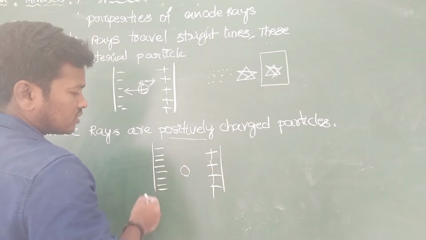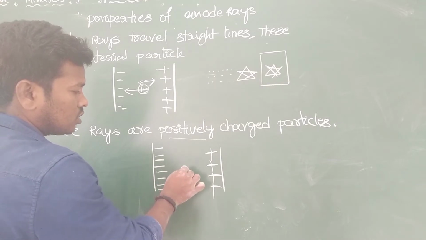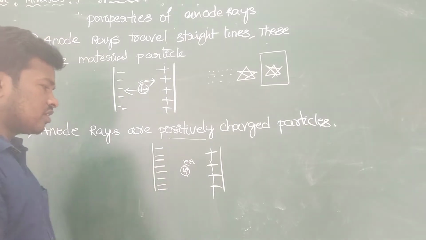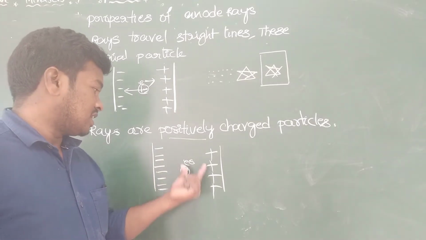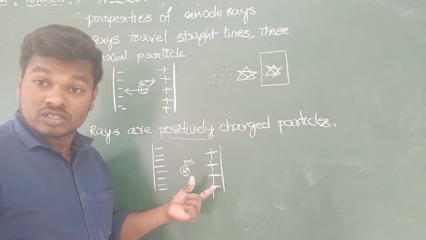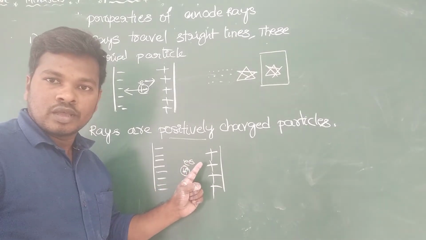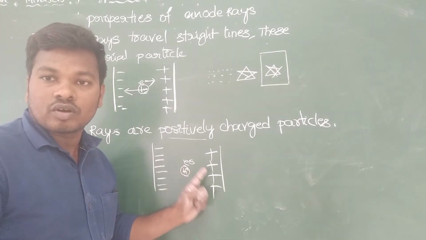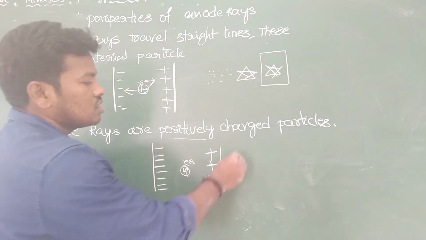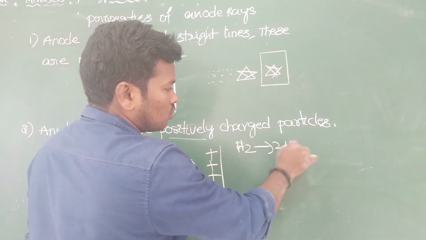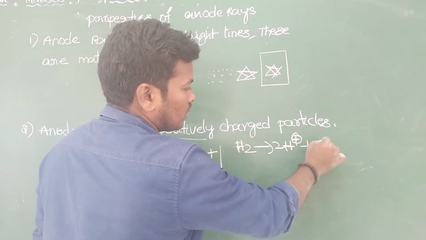Here the gas molecule is ionized, so it will become H plus and an electron will be there. Due to the electrostatic force of attraction and the high voltage difference, with cathode rays already there, the electron will get repulsion and come out, emitted. The gas molecule emits the electron and is ionized. So you can see that the H2 molecule is ionized into protons plus 2 electrons.